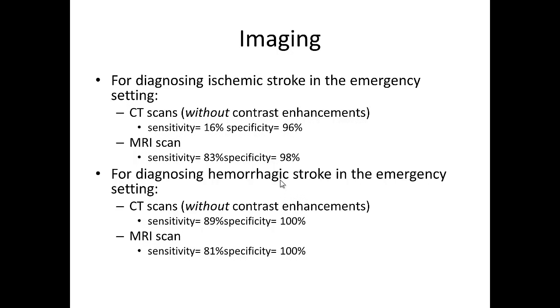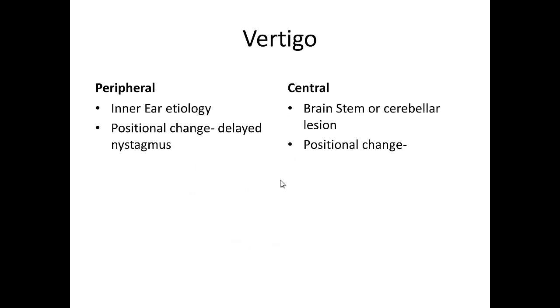For imaging, when someone comes in with suggestion of the stroke, we will do a CAT scan to make sure there's not a bleed, and then we will probably do an MR for a closer look at the brain. In the hemorrhagic stroke, if we're worried about that, again, we're not going to do any contrast. We'll start with a CT scan and then look at the MRI scan.